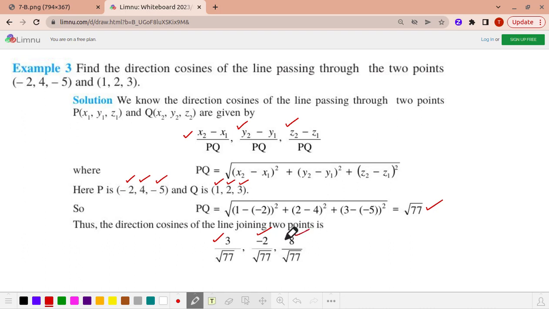Direction cosines from the point P to Q, where P is the point having coordinates minus 2, 4, minus 5, and Q is 1, 2, 3. Now if the line is direction cosine from Q to P, all will be negative, that is minus 3 by square root of 77, plus 2 by square root of 77 and minus 8 by square root of 77.